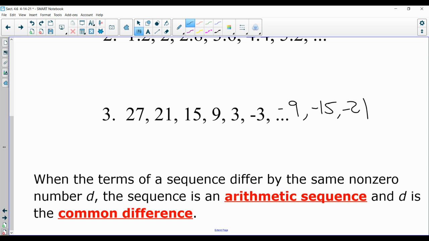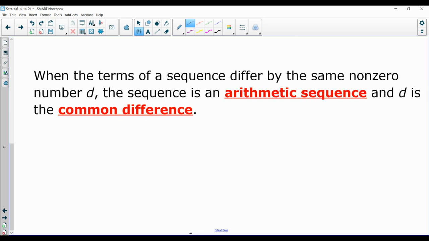When the terms of a sequence differ by the same non-zero number D, the sequence is an arithmetic sequence, so that should go up in that first space. And D is the common difference. So if you're adding 2 every time, that's D. Now if it's going down, that's still arithmetic, but D will be a negative number. So if this goes down by 4 every time, then D would be -4.